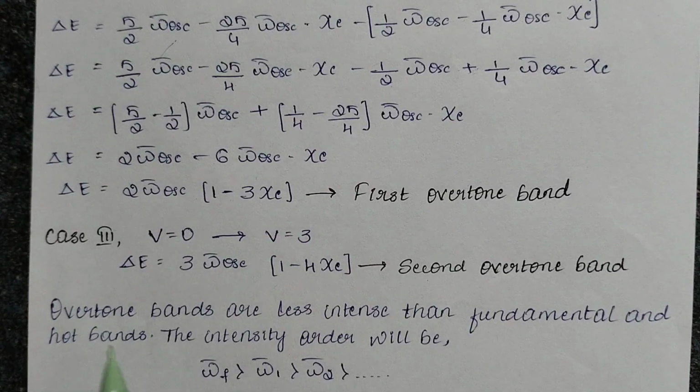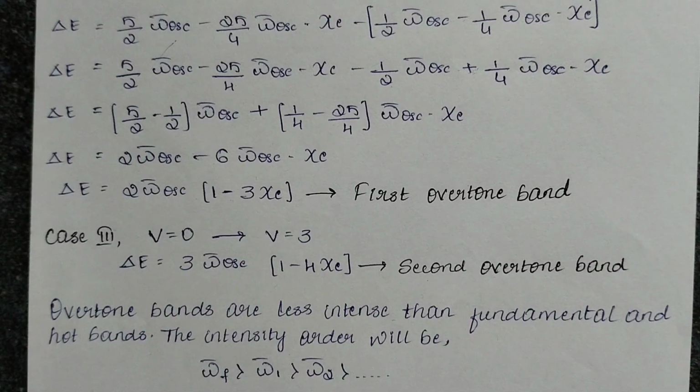So here there is a point to be noted, that is, overtone bands are less intense. Less intense, what is that? Less intense means the appearance or the brightness of the overtone band will be less when compared to the fundamental band and the hot band. So they will be brighter in color and appear sharp. Whereas this overtone band will be less intense and will have a very dim color when compared to the fundamental and hot band.